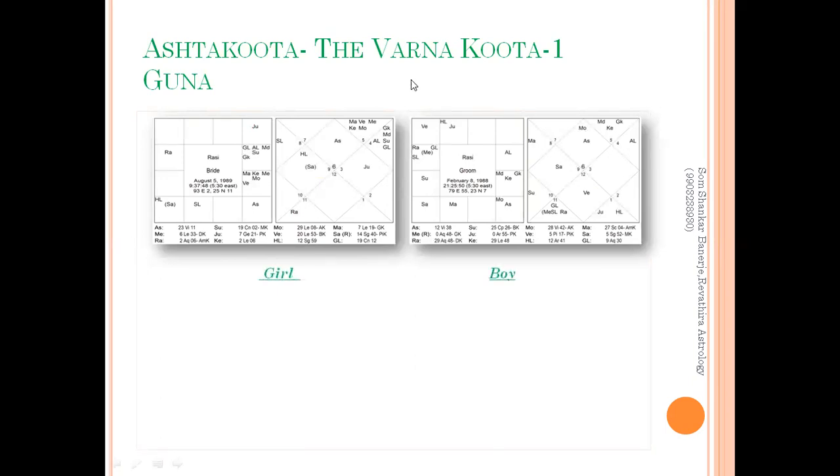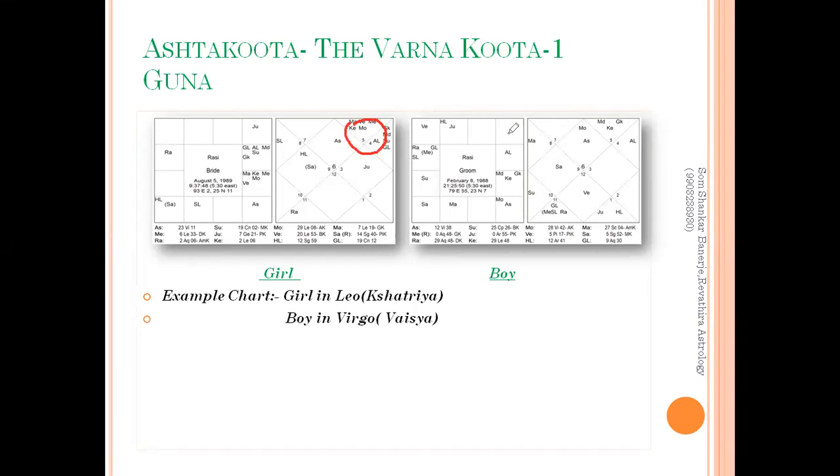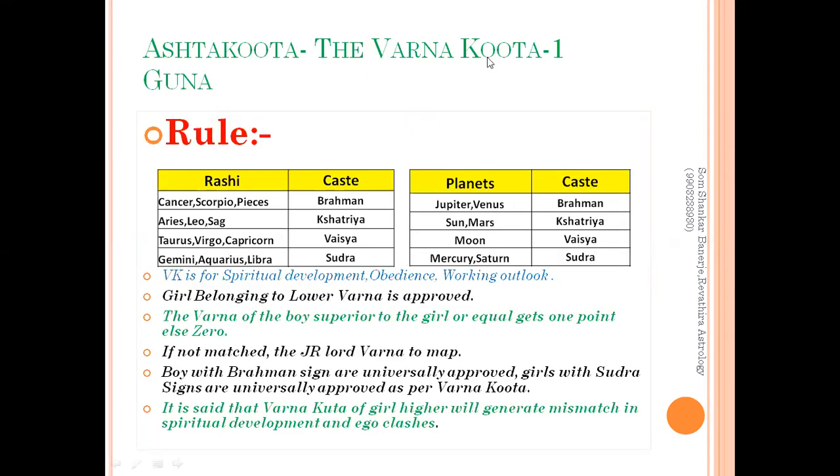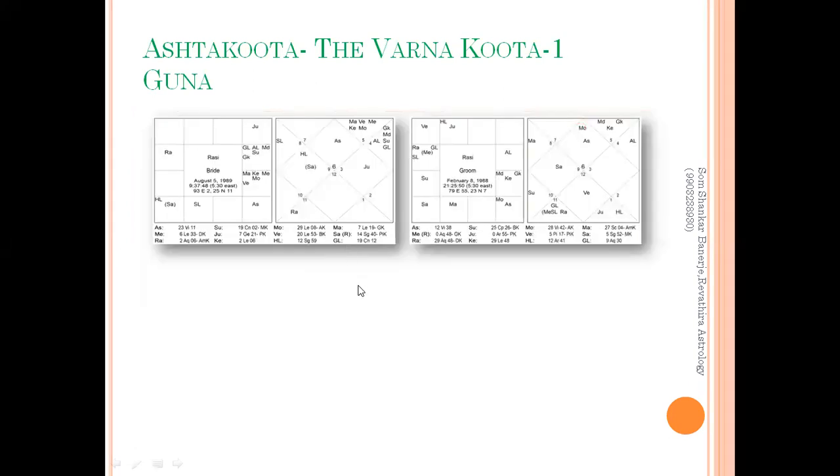So let us check with an example. The girl's moon sign is Leo, which is Kshatriya, and the boy's is Virgo, which is Vaishya. We have just seen the table. Leo is Kshatriya and Virgo is Vaishya, business class.